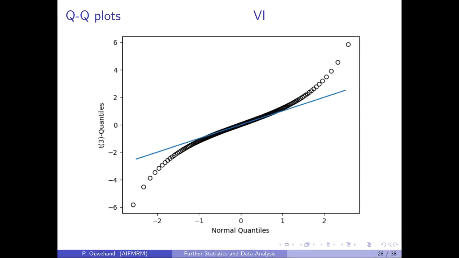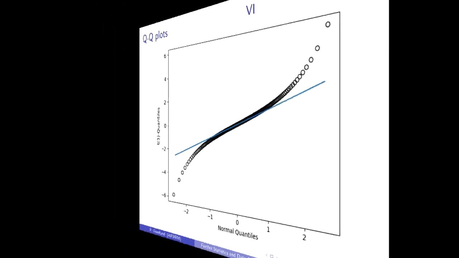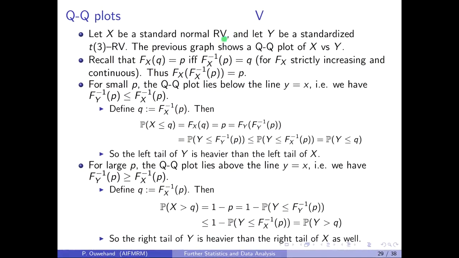Here we see a QQ plot of the standard normal distribution versus the T3 distribution. Recall that the T3 distribution has much heavier tails than the normal distribution. We will be able to glean this fact from the shape of the QQ plot. Now for the QQ plot we have just shown, let x be standard normal and let y be standardized T3.